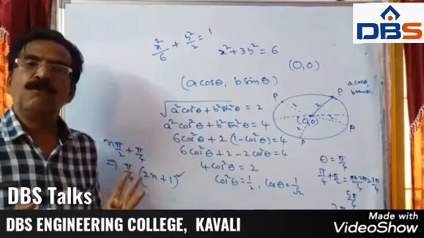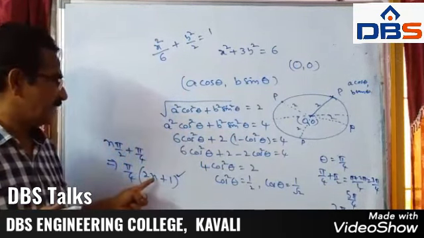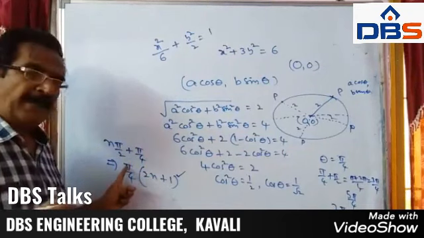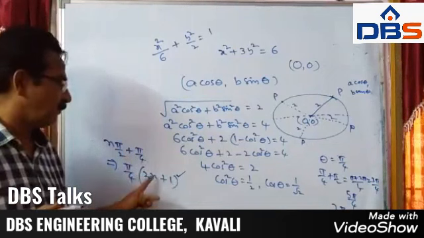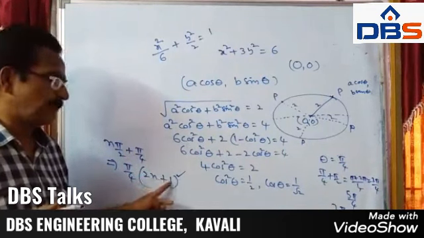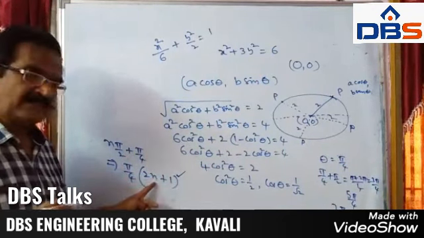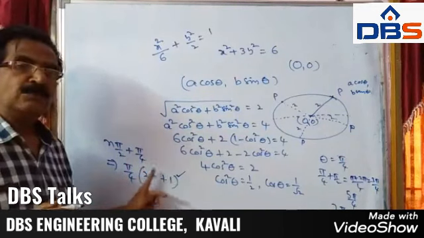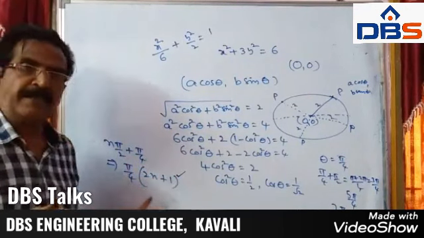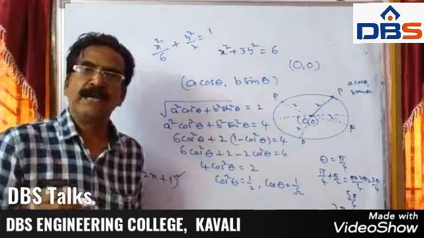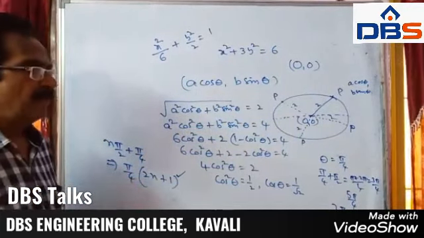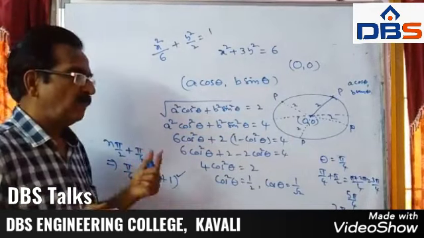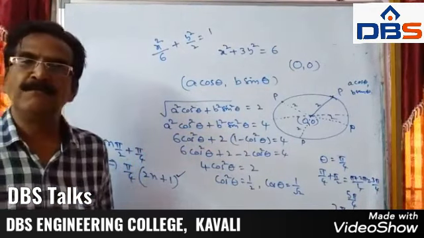You will have 4 eccentric angles. Here if n is equal to 0, pi by 4, n is equal to 1, 2 plus 1, 3 pi by 4, n is equal to 2, 2 is 4 plus 1, 5 pi by 4, n is 3, 2 into 3 is 6 plus 1, 7 pi by 4. So you will have 4 eccentric angles. Those 4 eccentric angles are pi by 4, 3 pi by 4, 5 pi by 4, 7 pi by 4.